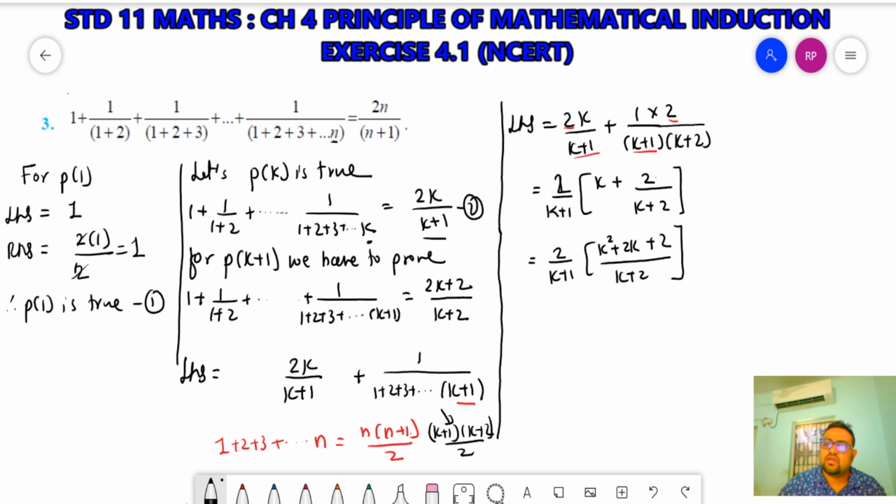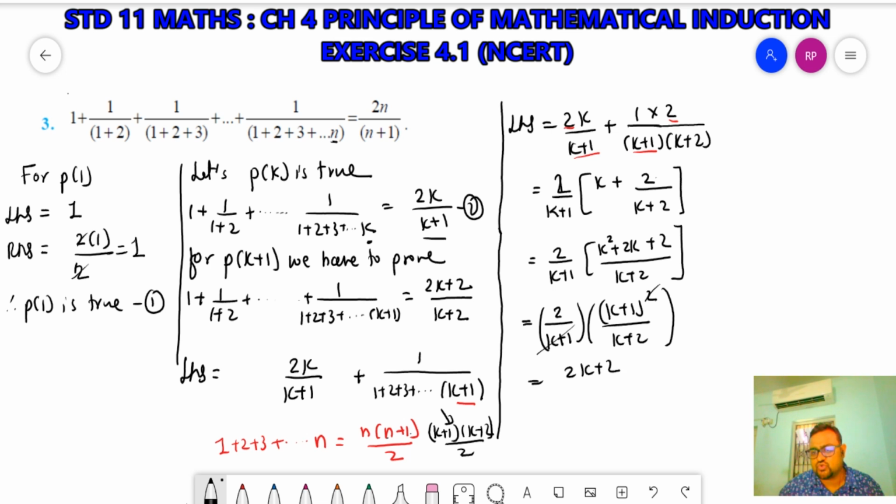Okay. Now k square plus 2k plus 2, when I factorize, I can split the middle term. That will be equal to k plus 1 whole square. Without splitting, I know this is (a plus b) whole square. So, representing (k plus 1) whole square upon k plus 2, k plus 1 and this square gets cancelled. So 2 into k plus 1, 2k plus 2 upon k plus 2.